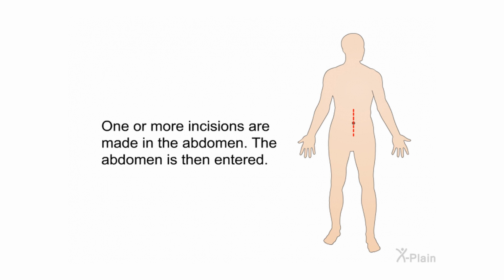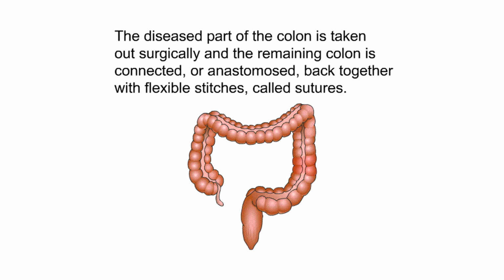One or more incisions are made in the abdomen. The abdomen is then entered. The diseased part of the colon is taken out surgically and the remaining colon is connected, or anastomosed, back together with flexible stitches called sutures.